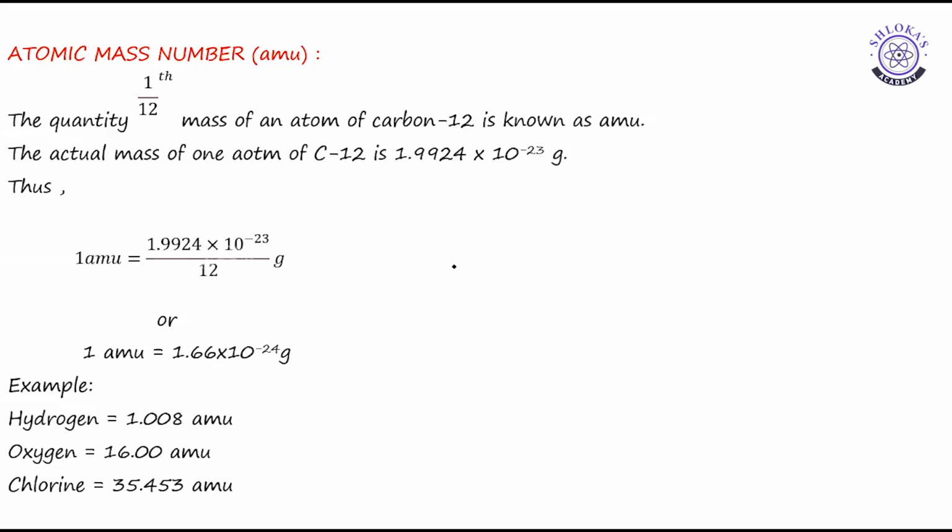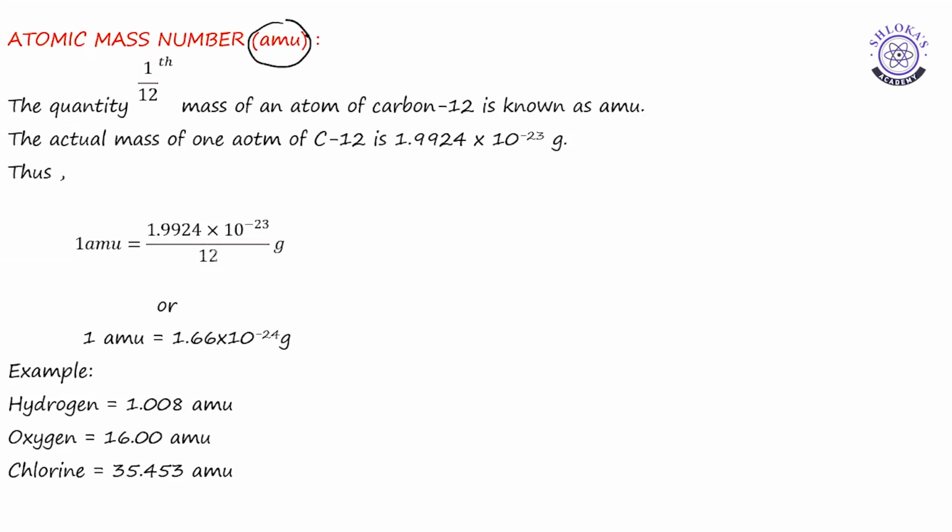In the last video we discussed up to atomic mass unit, that was AMU, and we have completed up to here. Now today in this video I am going to start from here, and I have given three examples for the atomic mass unit. Hydrogen is 1.008 AMU, oxygen is 16 AMU, and chlorine is 35.453 AMU. Just keep these values in your mind.